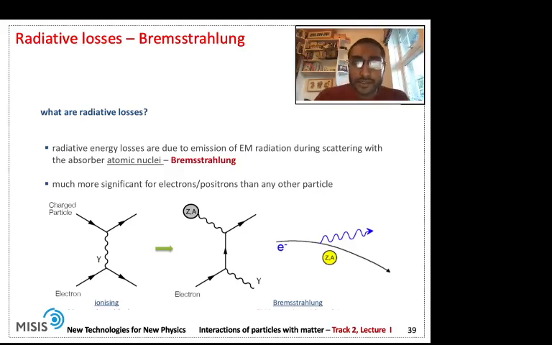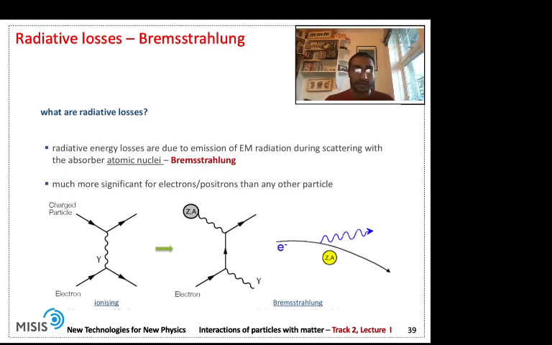Okay, so let's get started again. So we're going to talk first about radiative losses, also called Bremsstrahlung radiation. Radiative energy losses are due to the emission of electromagnetic radiation during scattering with the absorber atomic nuclei. And this is called braking radiation or Bremsstrahlung. And it's much more significant for electrons and positrons than for any other particles.